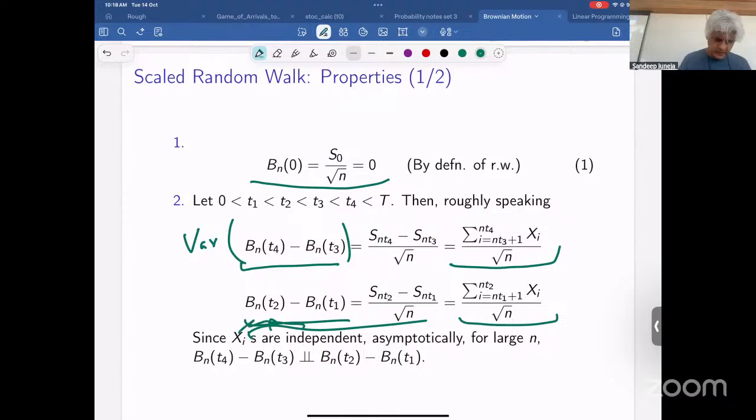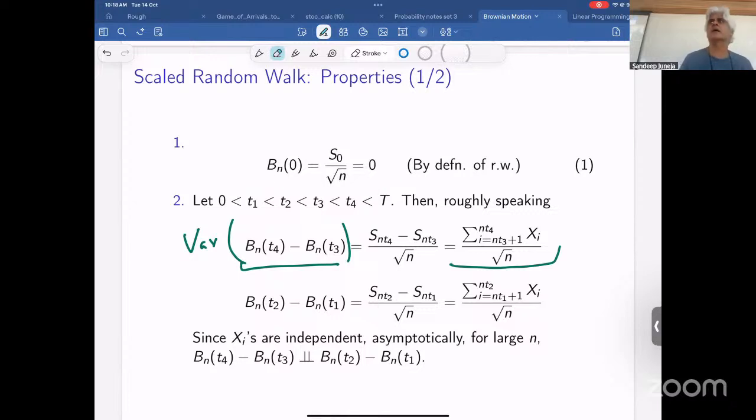It's not rhetorical, it's a question I'm asking you. How do you find the variance of a sum of random variables? Sum of variances, and then a constant just comes out as a constant squared. So this will become t4 minus t3. Which is what we promised to you, right? We said this is what the variance should be.